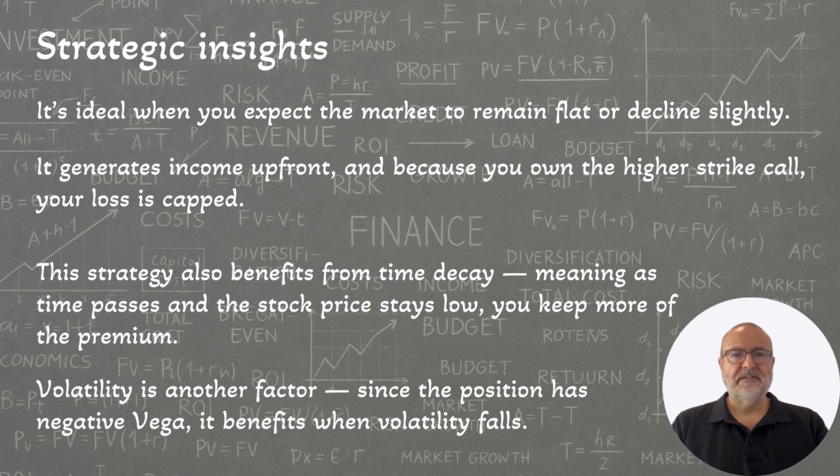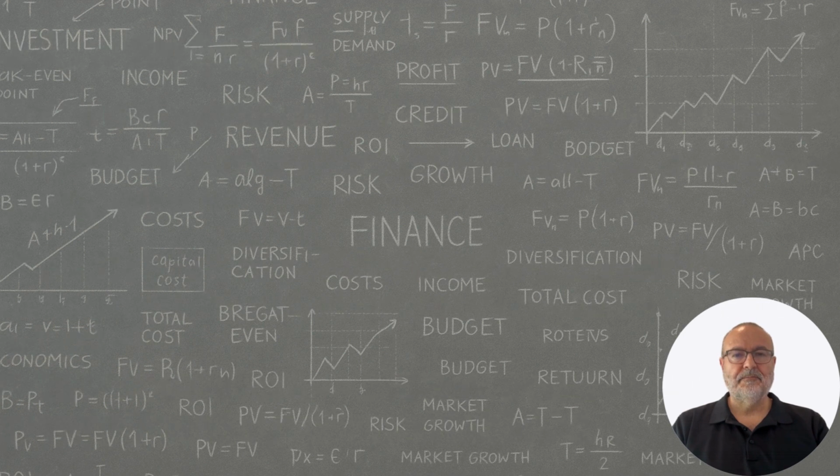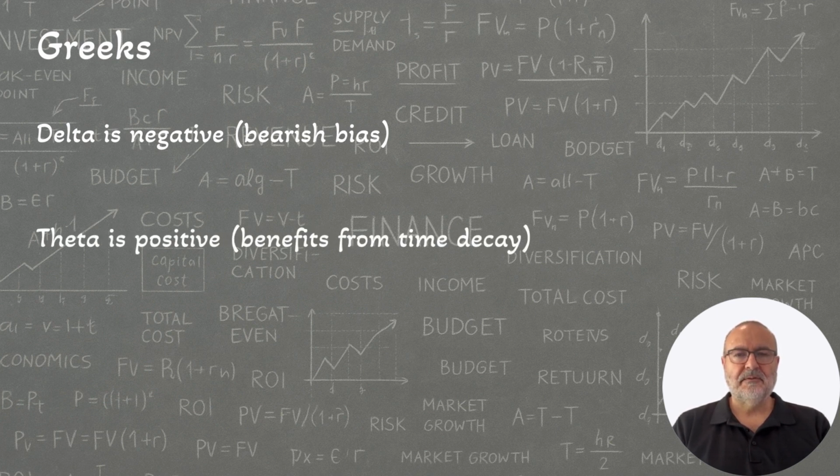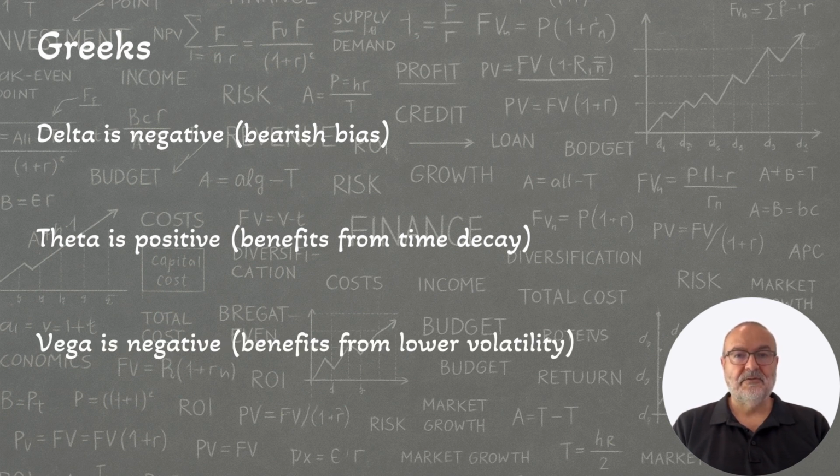Volatility is another factor. Since the position has negative Vega, it benefits when volatility falls. From a Greek's perspective, delta is negative, bearish bias. Theta is positive, benefits from time decay. And Vega is negative, benefits from lower volatility.